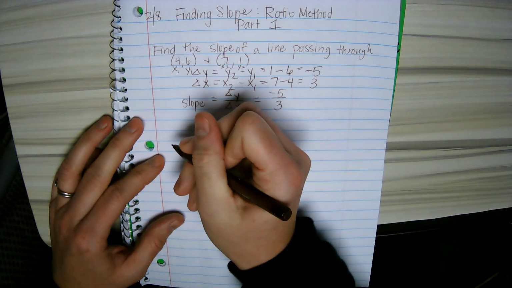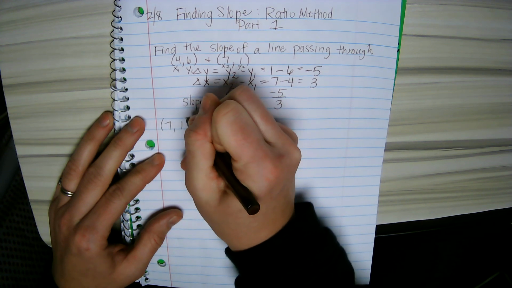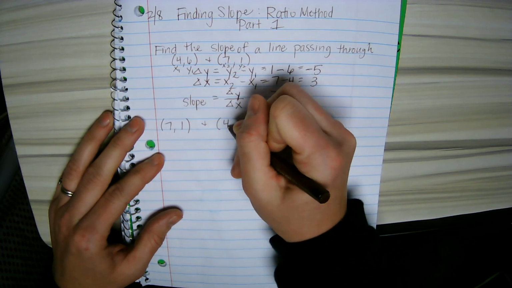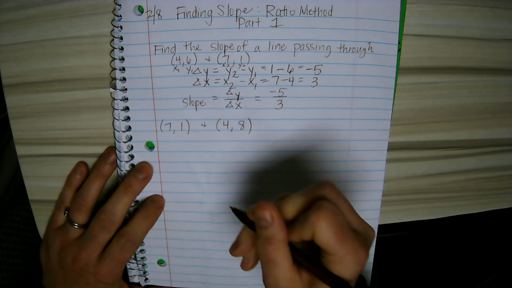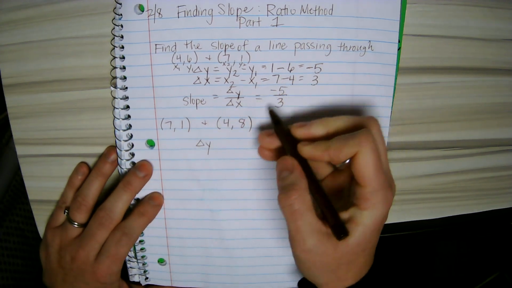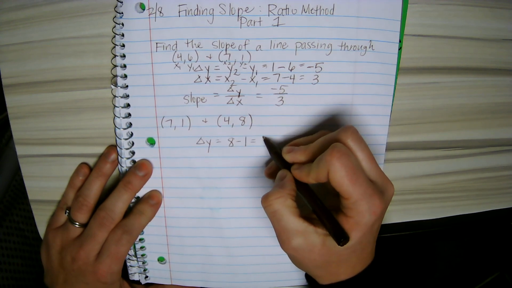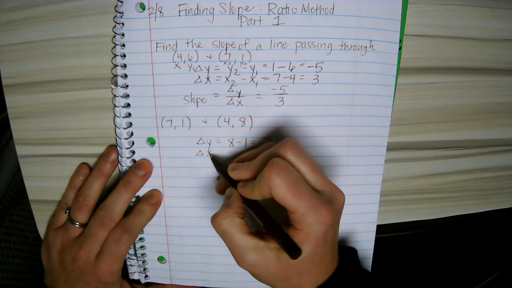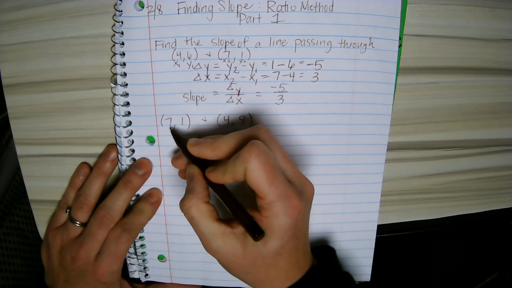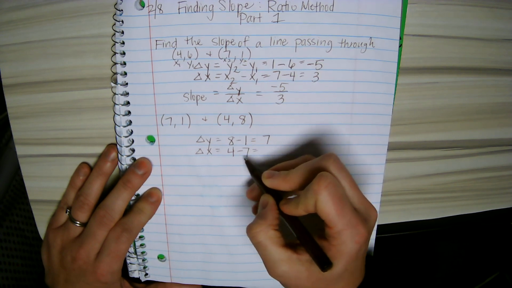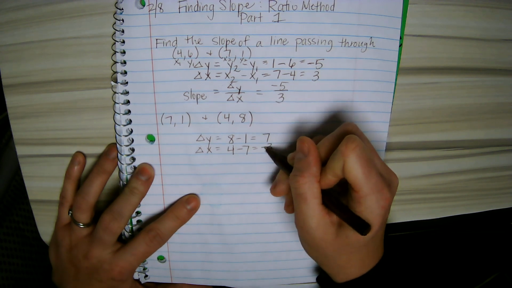So, if we have the points (7, 1) and (4, 8), show me what you would do. Remember, we want the change in y, which is this y2, so 8 minus y1, and the change in x is x2 minus x1. Our signs are different, so we find the difference. 7 minus 4 is 3, but our bigger number is negative.